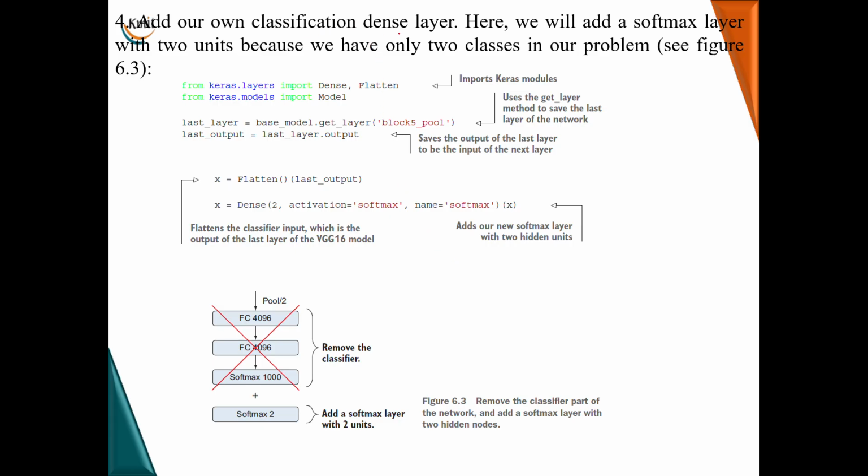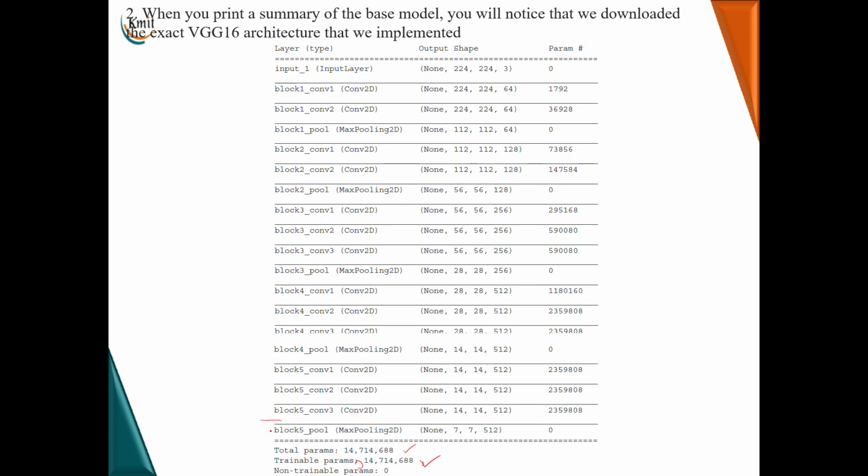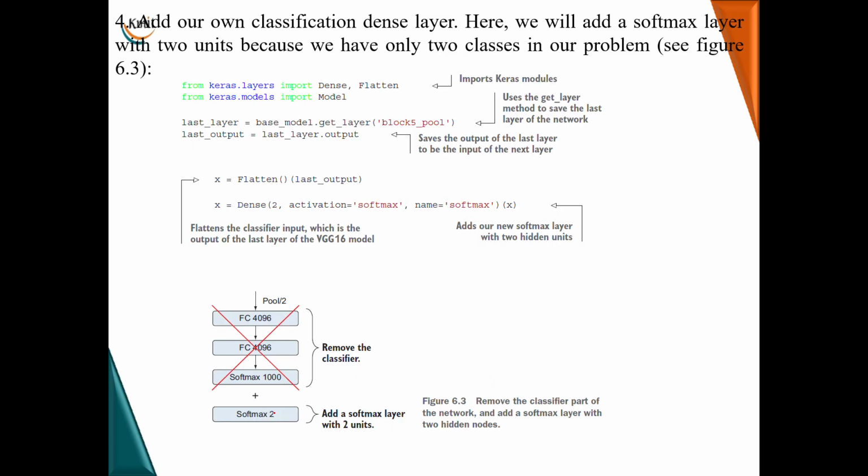The fourth step is to add our own classification layer. So we will import Dense and Flatten layers from Keras, import Model, and here this command line will retrieve the last layer of the convolutional layers. You can see here, this is my last layer, block5_pool, that will be retrieved and stored in a variable called last_layer. This saves the output of the last layer as input to the next layer, and we will flatten it and make use of a dense layer with 2 units, and the activation function used here is softmax. So these 3 fully connected layers are removed and a softmax layer with 2 units is added.